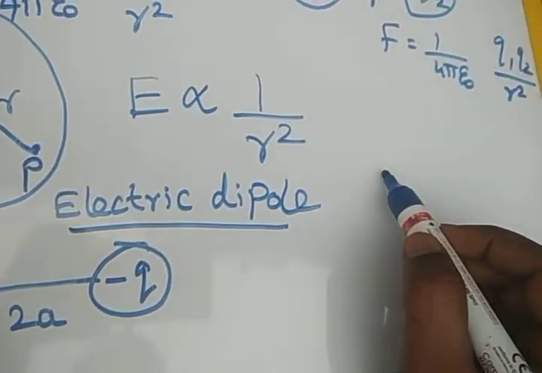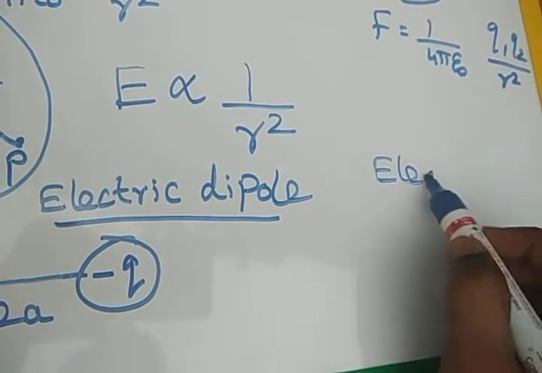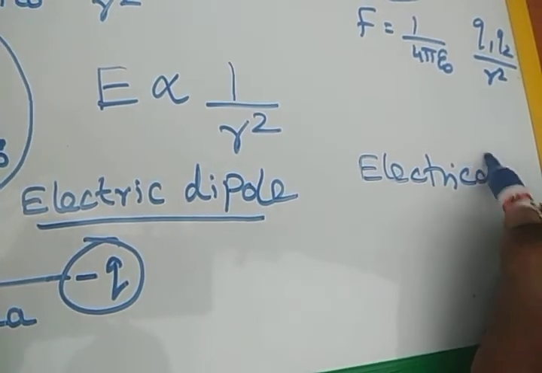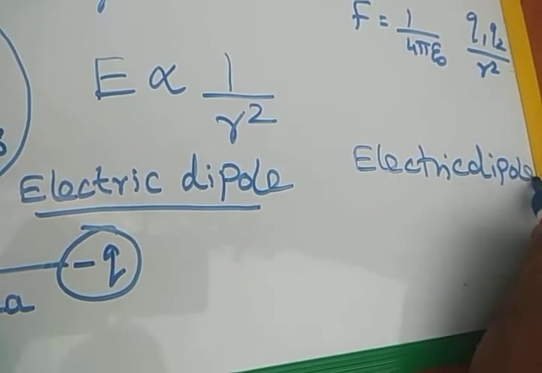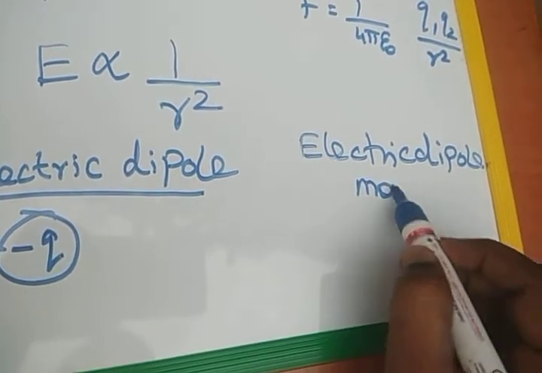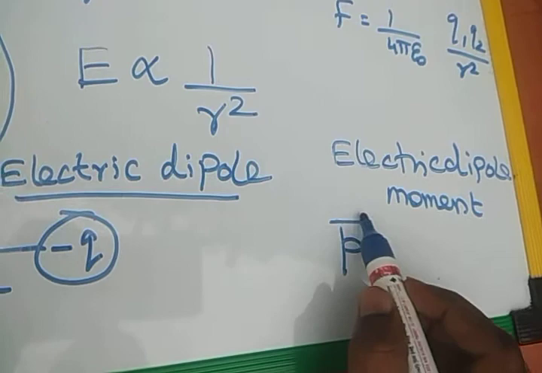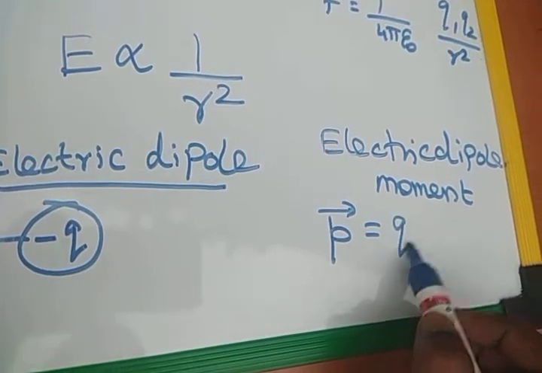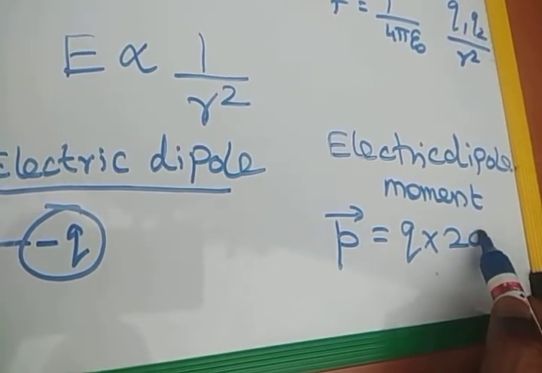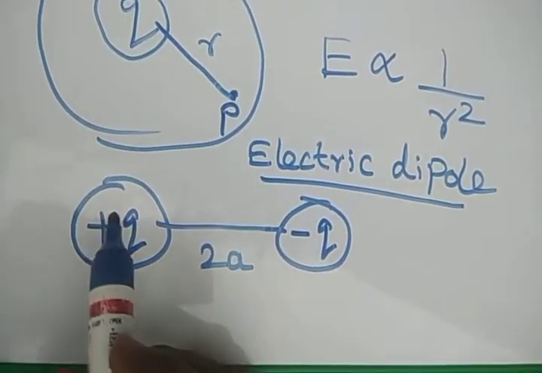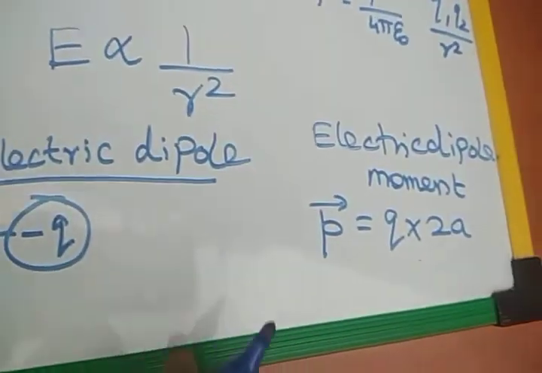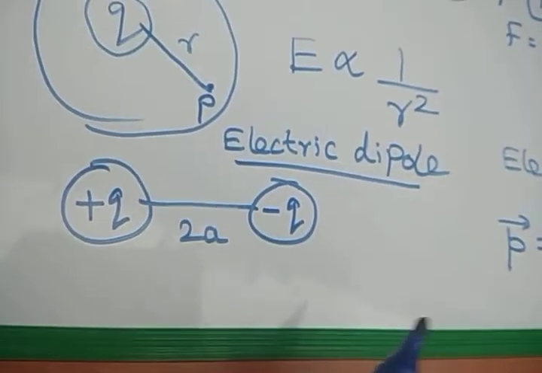So the electric dipole moment is a vector. That vector p is equal to q into 2a. That is the magnitude of one of the charges into the distance between them. This is the electric dipole moment. So that is very simple.